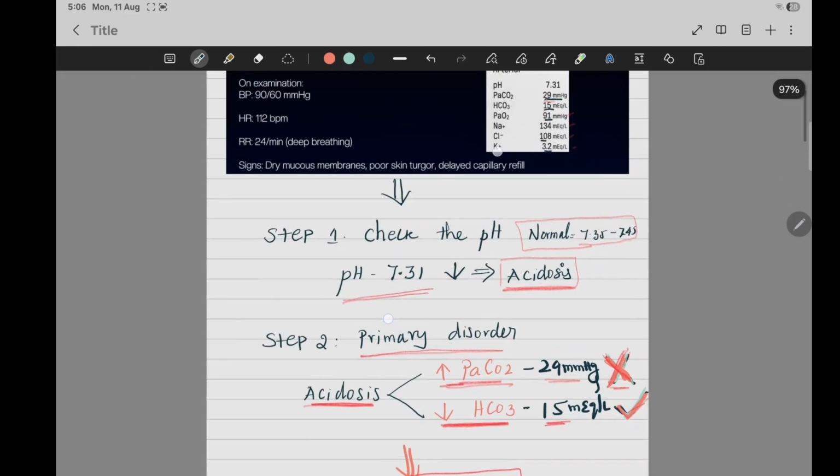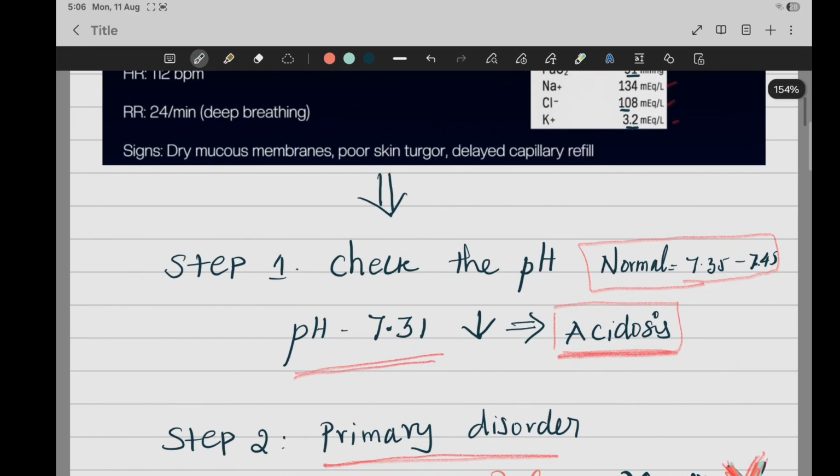Okay, as I told you, the first step is to check the pH. Normal pH level is 7.35 to 7.45. What is this patient's pH? It is 7.31, which is less than 7.35, so this means acidosis. If it goes more than 7.45, that is alkalosis. Now this patient's value is 7.31, which means the patient is going into acidosis.